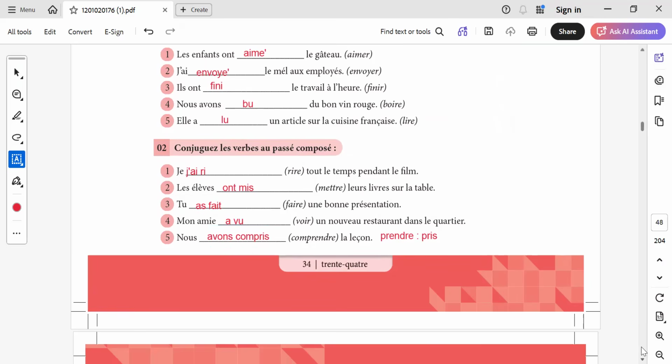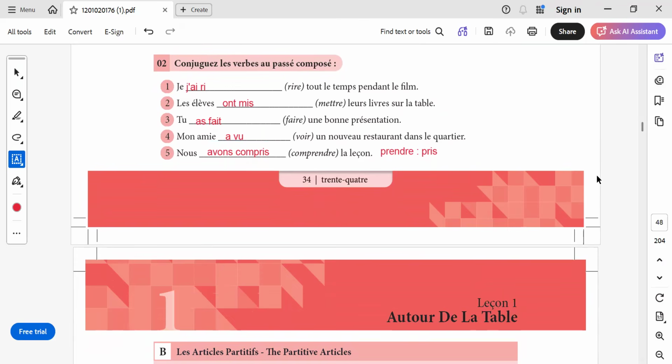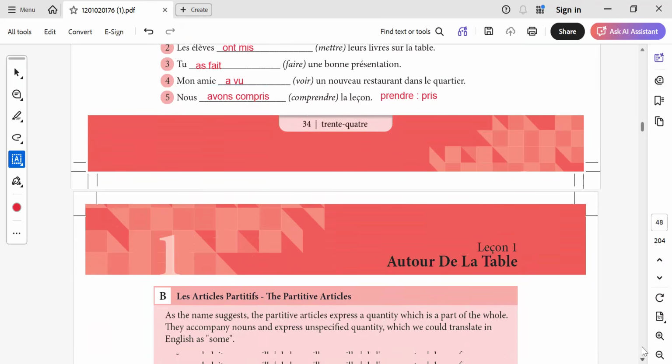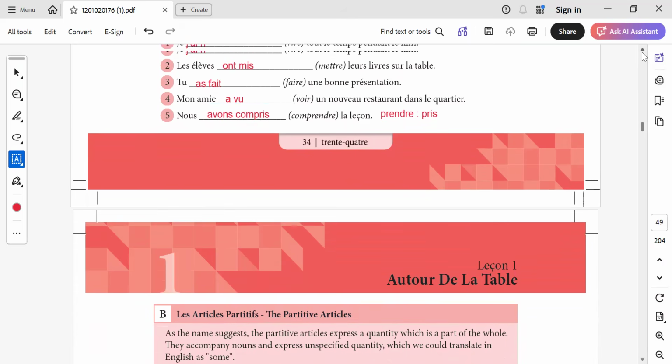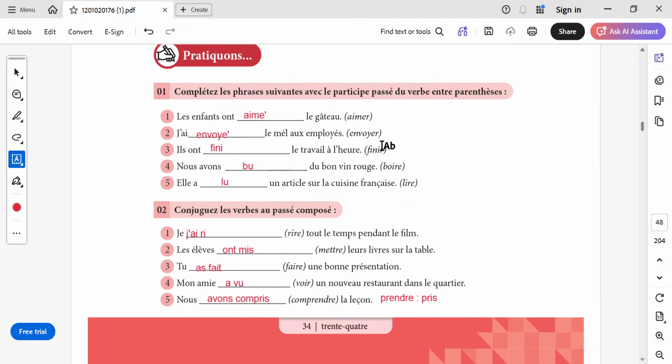I hope you have understood this exercise and this concept very well. In the next session, I will try to take the next concept, which is les articles partitifs. Meanwhile, do go through this video again, note down these examples, solve this exercise. In the comment section, I will give additional exercise which you can practice on your own. Try to share your answers in the comments.